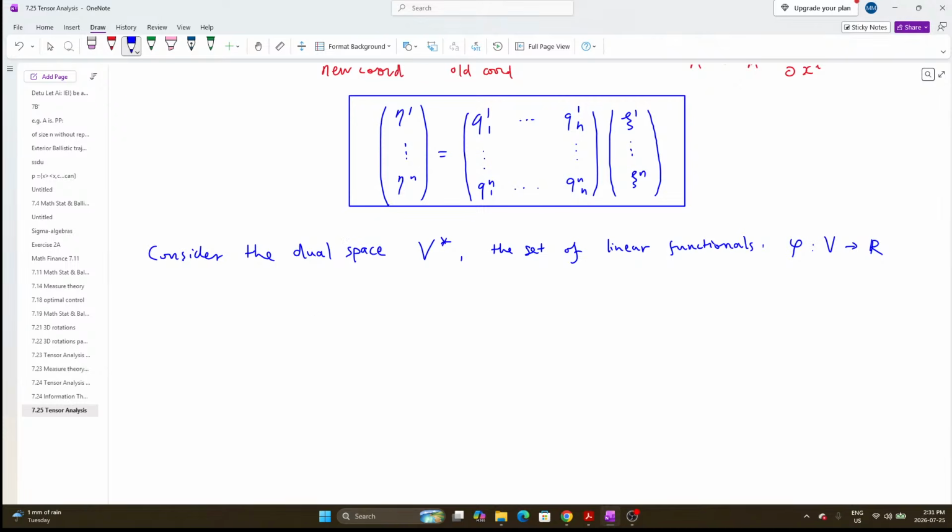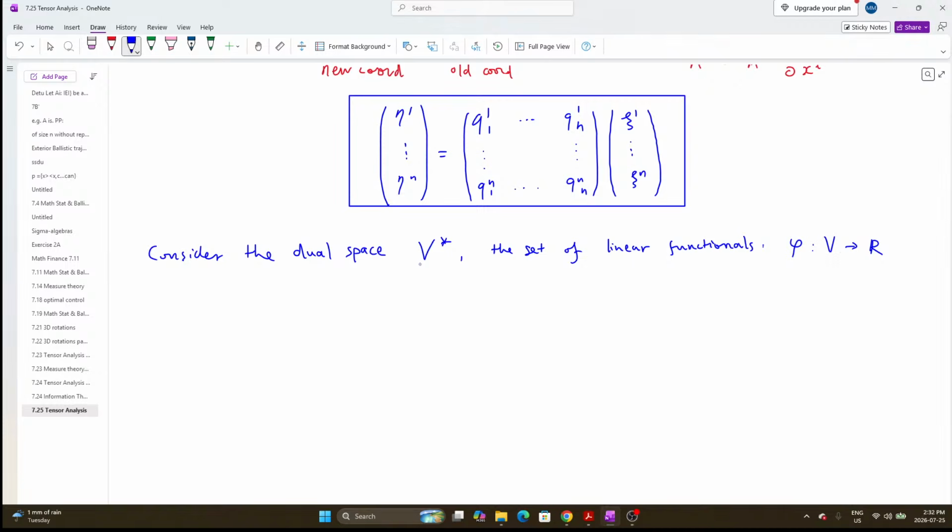And of course, this is also a vector space. It is a fact from linear algebra that given two vector spaces as domain and codomain, the set of linear transformations between them is also in itself a vector space. Here, V is a vector space, R is a vector space. Right? So V star is a vector space.